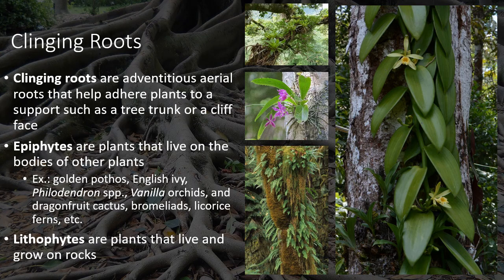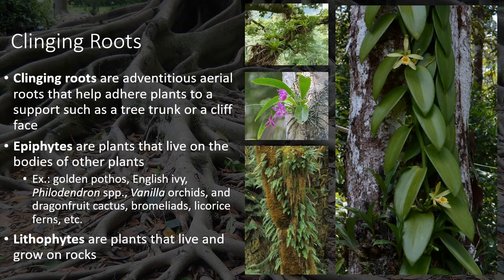Some good examples could include vanilla orchid. This large image on the right is of a vanilla orchid, which is a vining orchid, which uses clinging roots to adhere itself to tree trunks to climb up into the canopy where there's a lot more sunlight. The more photosynthesis it can do, the more flowers it can produce, and the more seeds it will make.